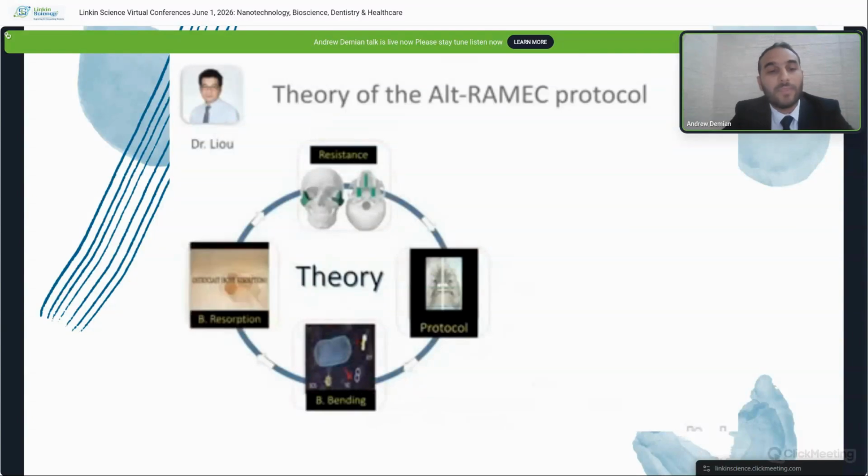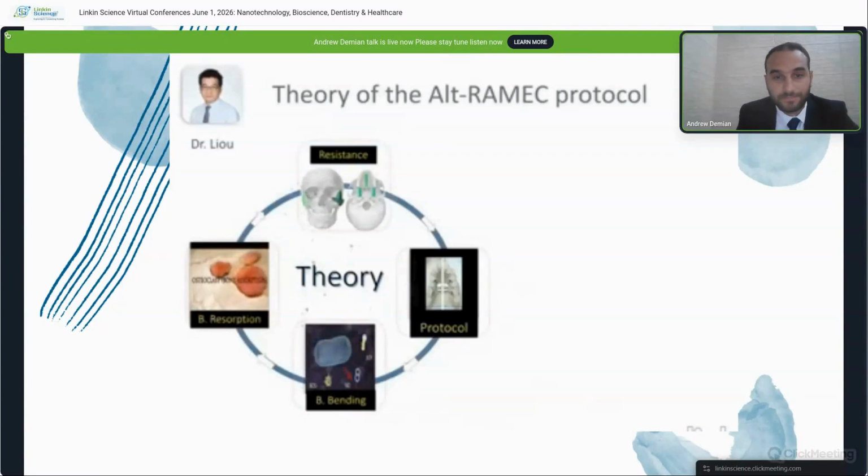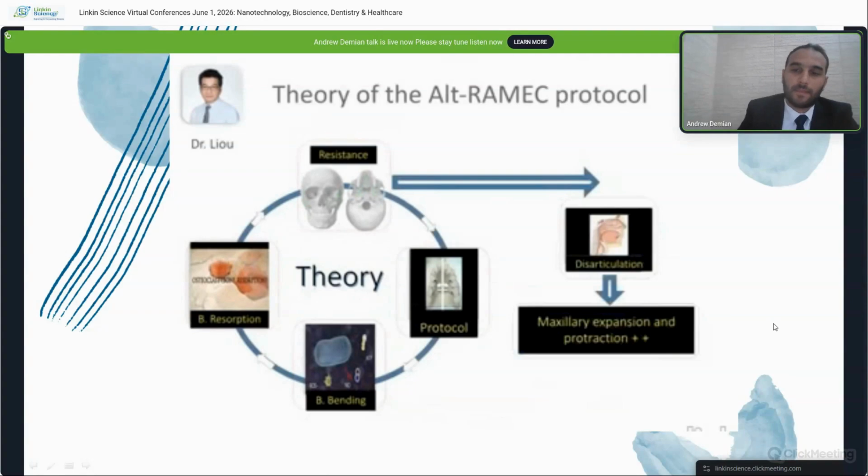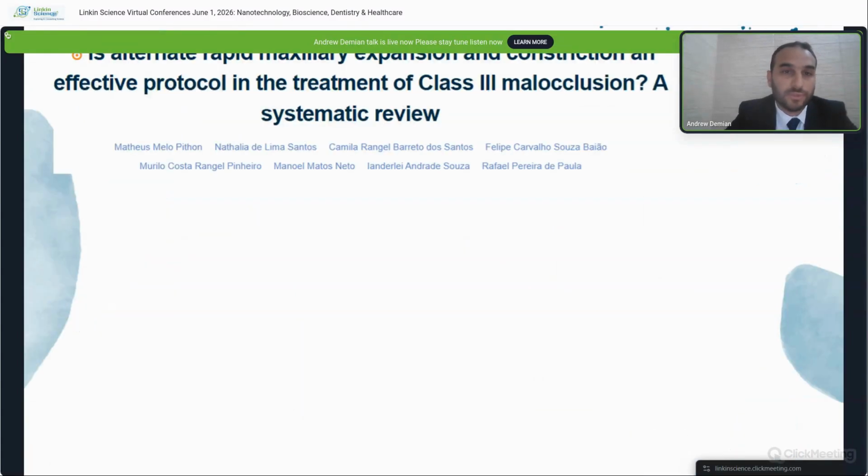After having the bone resorption at these sites, it would be much easier to protract the maxilla than with the previous techniques. So this actually resulted in disarticulation of the maxilla from its surrounding sutures.